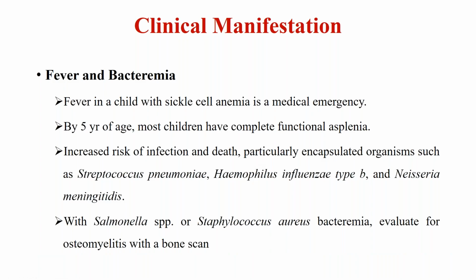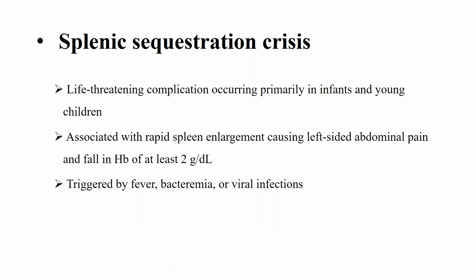Now, complications. These are the manifestations as well as the complications which arise in children with sickle cell anemia: fever and bacteremia, that means sepsis. So any fever in a child with sickle cell anemia is an emergency. By 5 years of age, these children have splenomegaly, but functionally the spleen is not functional because it has been destroyed. So they are at increased risk of infections and death by the same organisms, but also salmonella and staphylococcus. So whenever there is a fever, it becomes an emergency and needs to be treated properly with antibiotics.